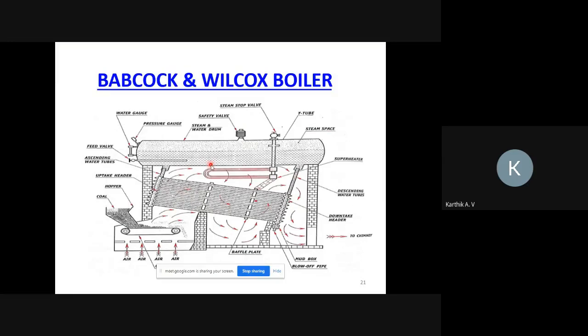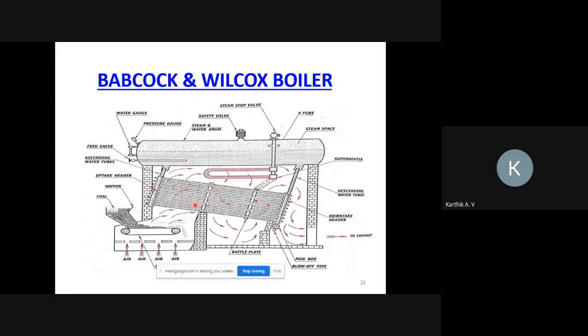Diagram with explanation. This is the drum, which is kept in horizontal direction, so it is also called a horizontal boiler. Water is moving naturally from lower level to higher level, so it is also called natural circulation boiler. Next, the furnace is placed outside the boiler drum, so it is called an externally fired boiler. Heat is passing outside the tube, not inside the tube.